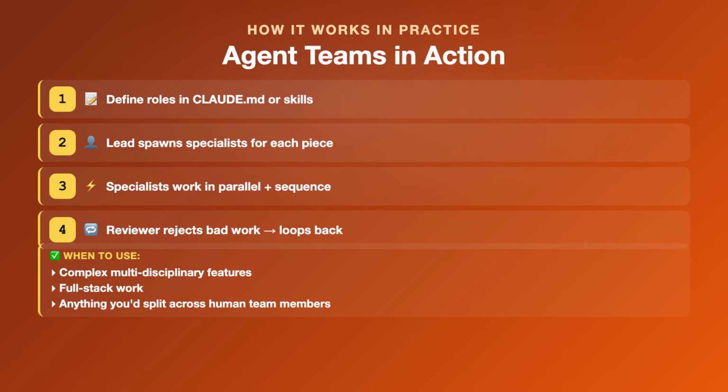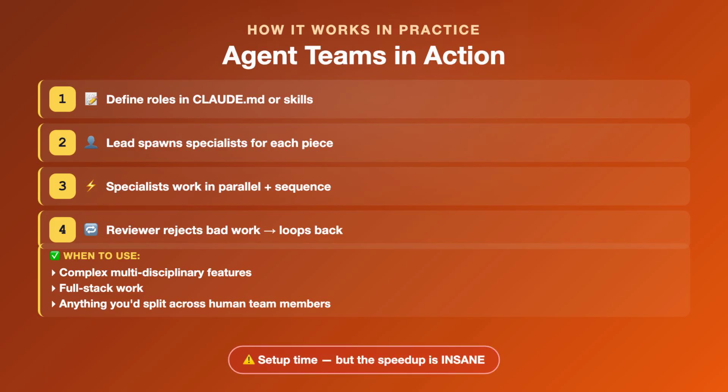When should you use agent teams? Complex features that need multiple kinds of expertise. Full stack work. Anything you'd normally split across human team members. The trade-off? Setup time. You need to actually define the roles and orchestration logic. But once you do, the speed up is insane.